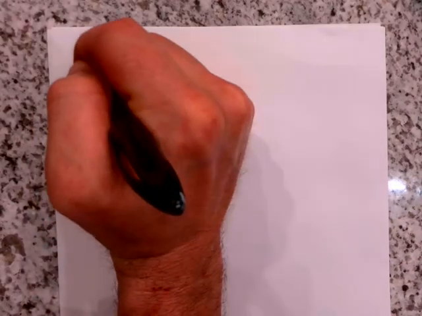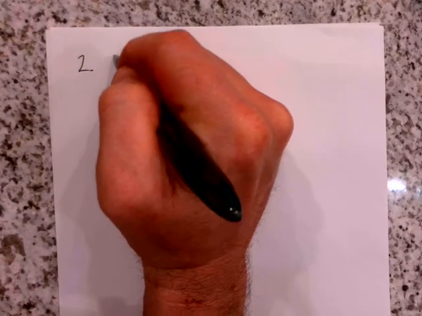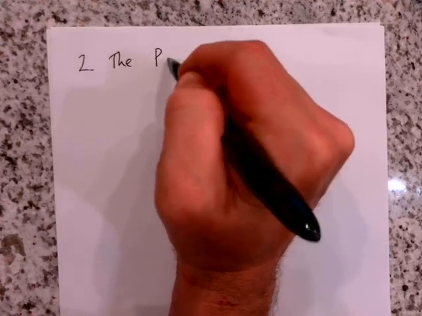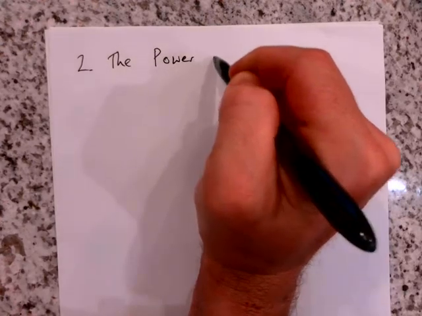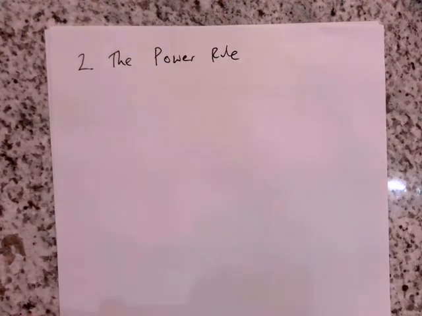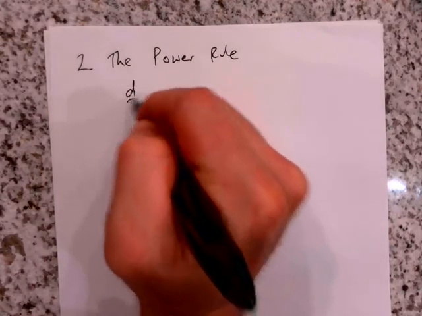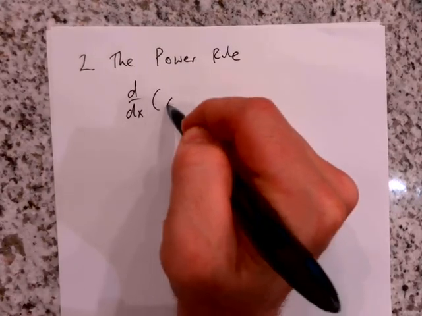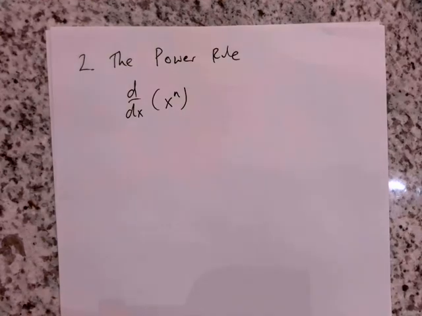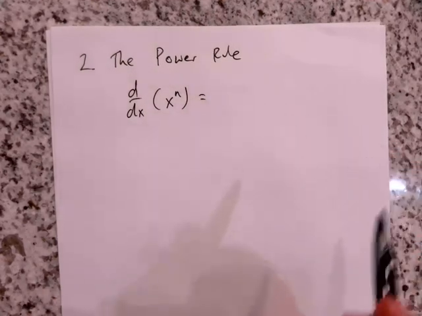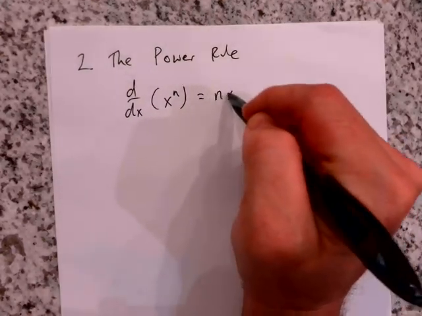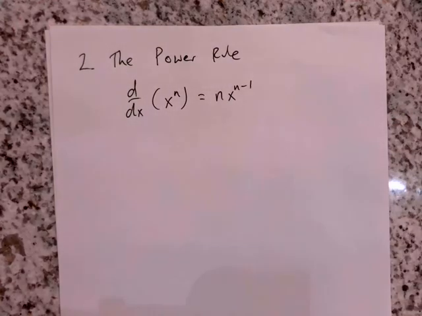The second basic differentiation rule will be the power rule. The power rule tells you how to differentiate x to the n, where n is a real number. And the derivative with respect to x of x to the n is n times x to the n minus 1. Multiply by the old exponent and subtract 1 from the exponent.